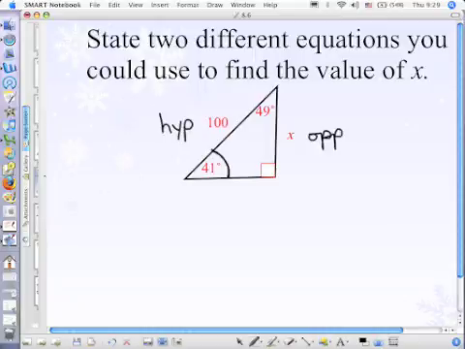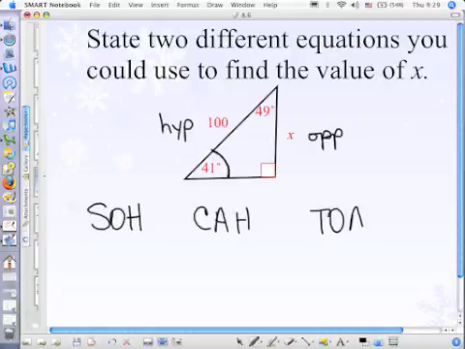Okay, so now I'm going to go through SOH, CAH, TOA. Which function contains OH? Does everybody know where I'm getting OH? Sine. Sine, cosine, tangent.